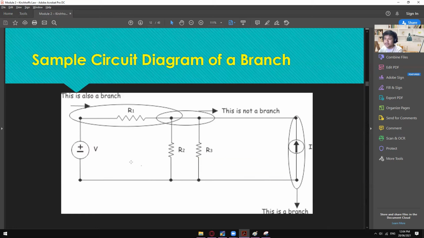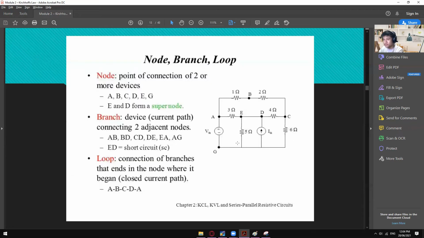So, clear or no when it comes to branch? What about the others? All right, so 2 out of 12. I hope the others were also able to get this when it comes to branch.